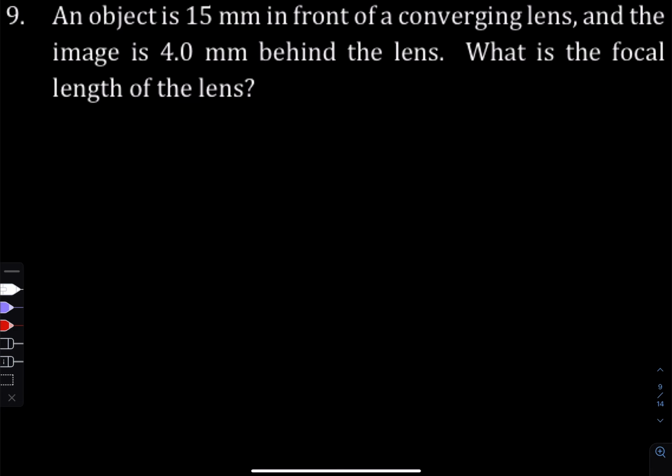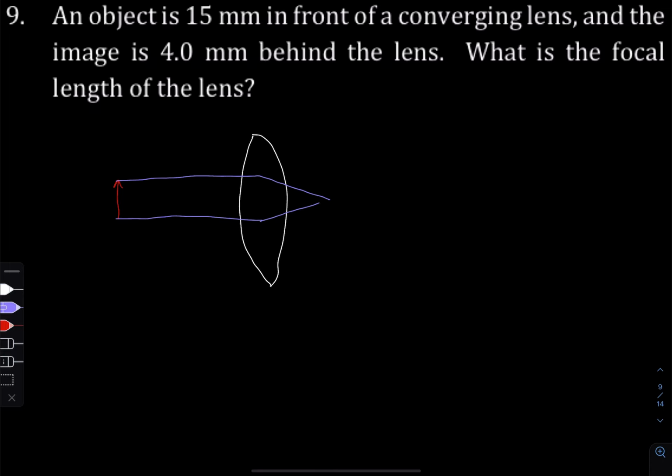An object is 15 millimeters in front of a converging lens, and the image is 4 millimeters behind the lens. So then they're asking, what is the focal length of the lens? So a converging lens would look like this. The object is here, and the light rays come in, and they converge. Okay. And the image ends up being inverted.